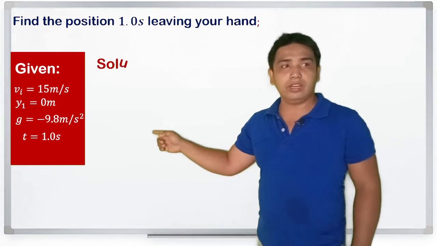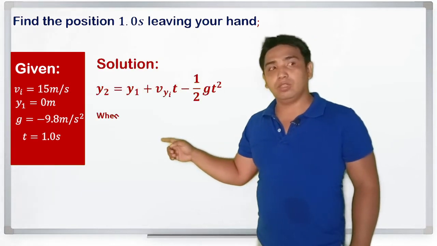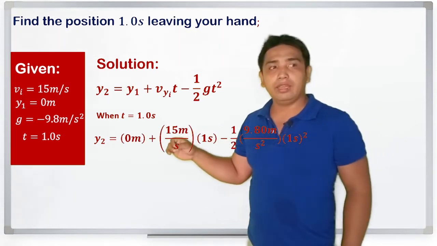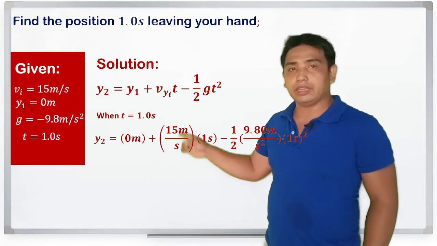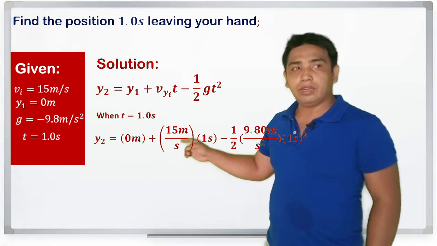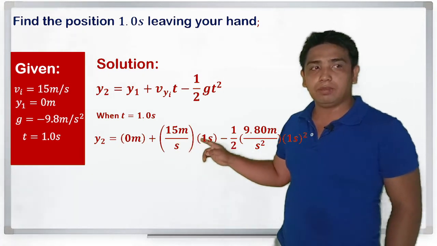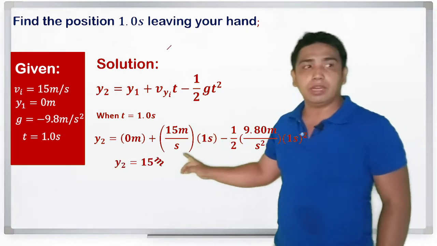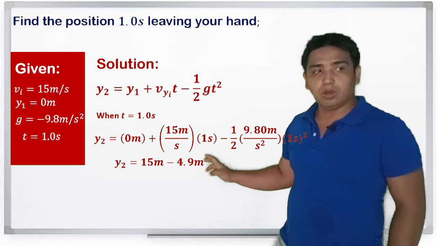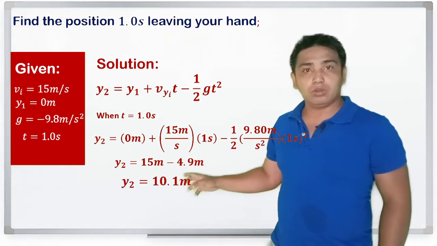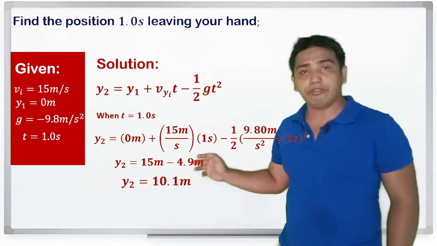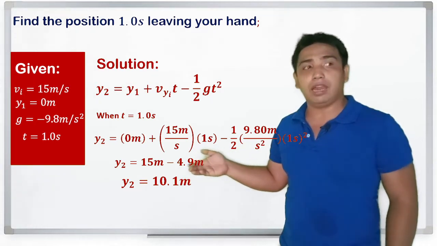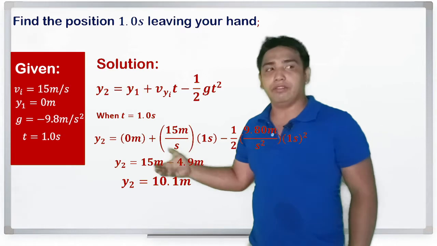So we have 0 meters, which is the y sub 1, plus 15 meters per second times 1 second, minus 1 half times 9.8 meters per second squared times 1 second squared. That's going to be 15 meters minus 4.9 meters. So y sub 2 is equivalent to 10.1 meters. So after 1 second, the ball is 10.1 meters above the railing.